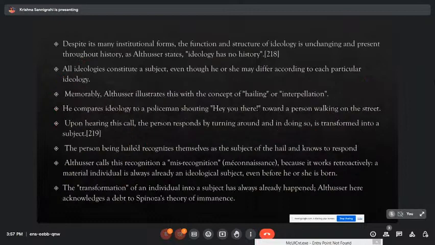Now, despite its many institutional forms, the function and structure of ideology is unchanging and present throughout history. As Althusser says, ideology has no history. All ideologies constitute a subject, even though he or she may differ according to each particular ideology.